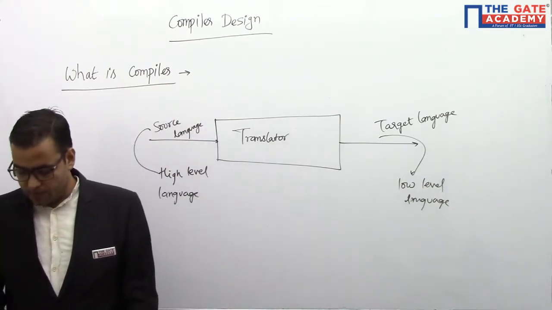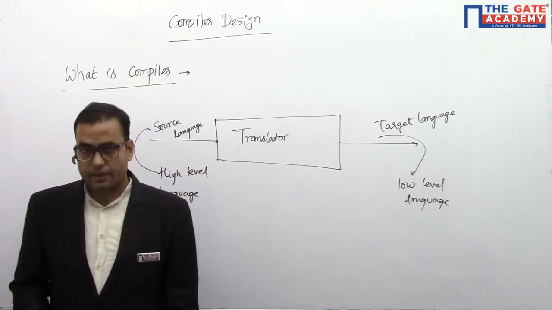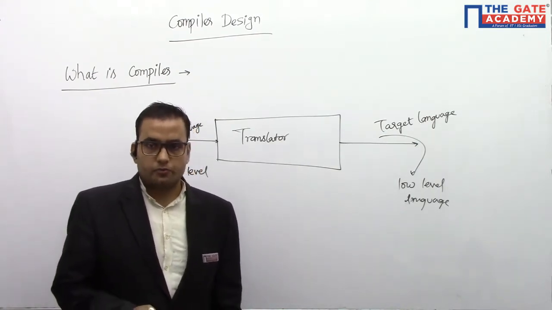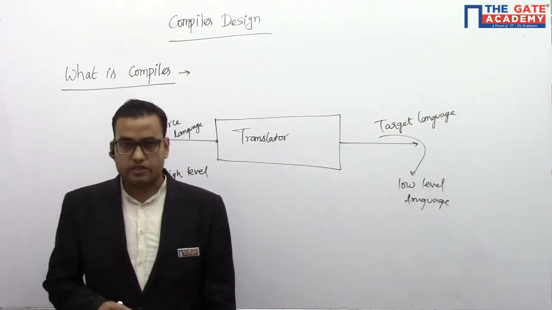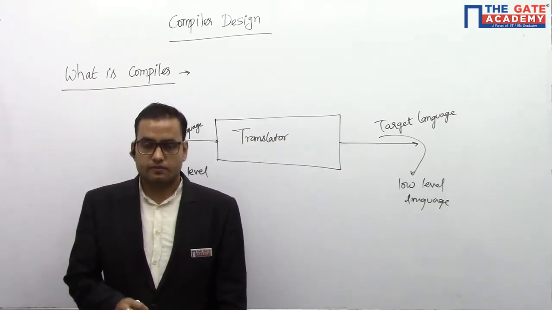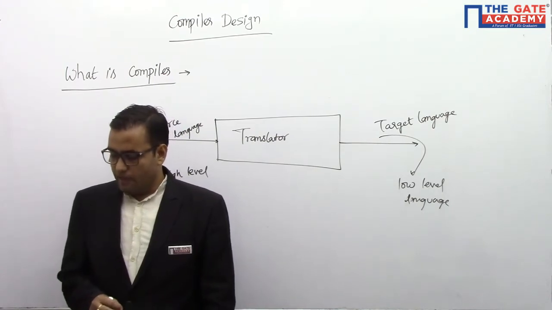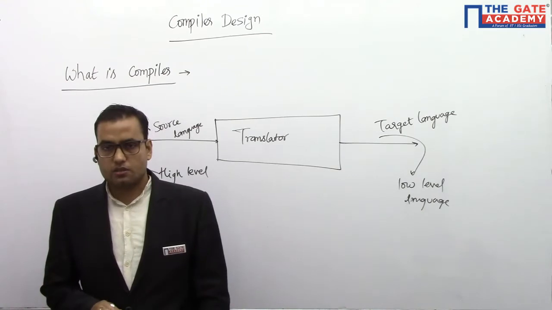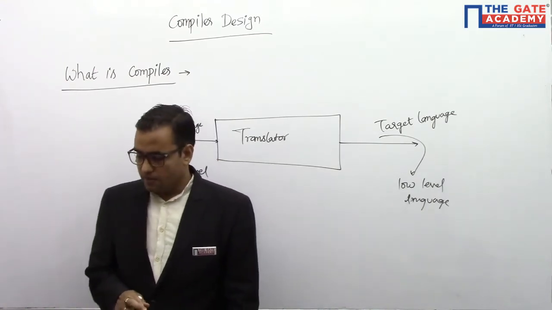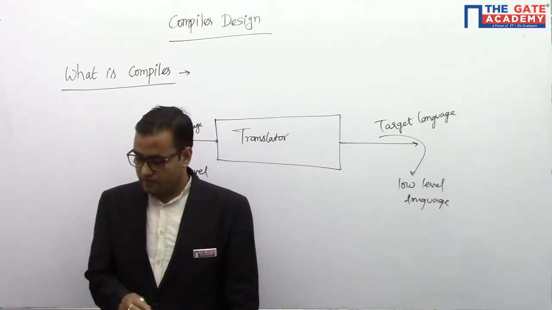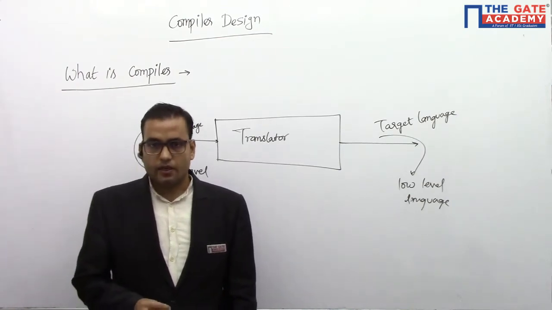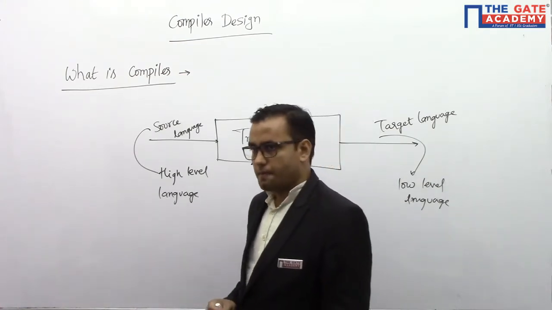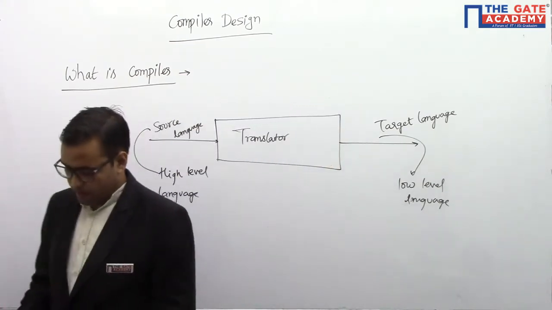Now what is programming language? Just write down what is programming language. Programming language is a notation by which we can specify the data operations and instructions.